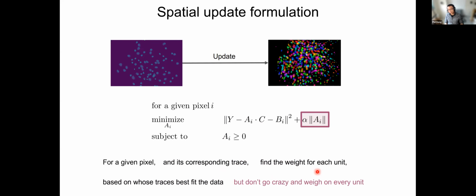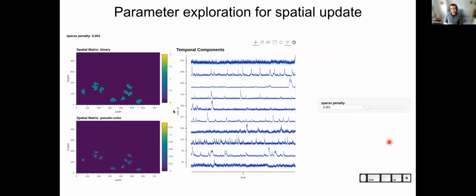On the one hand, you want to fit the data as much as possible. On the other hand, you don't want to overfit so that it gives you a lot of small values all over the place. So there's a single scalar called sparse penalty that's controlling the balance between these 2 goals. And as you can imagine, setting a proper value of sparse penalty is really critical to carry out the spatial update properly. And here is a Minian visualization that helps you determine the proper value for sparse penalty.